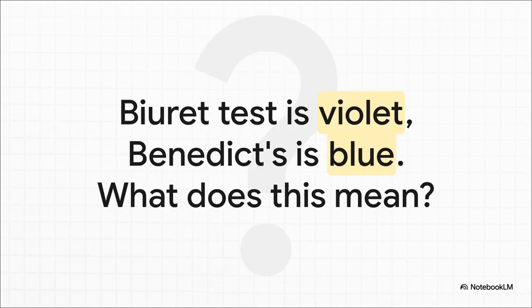So let's end with a quick question, just to get you thinking like a scientist. If your Biuret test turns violet, but your Benedict's test stays blue, even after you heat it up, what can you conclude about the molecular makeup of that food sample? Thinking through little scenarios just like this is the absolute best way to prepare. You've got this.